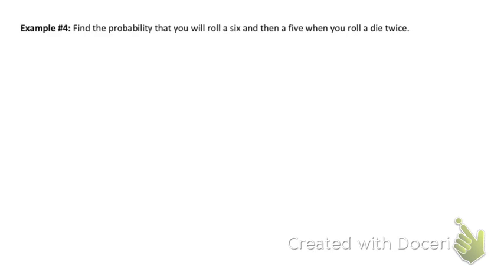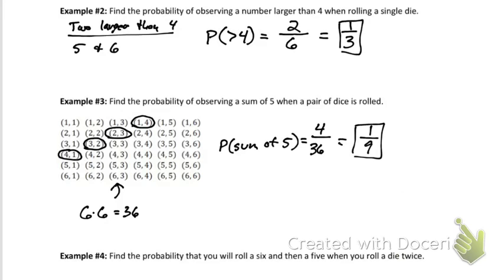Number 4. Find the probability that you will roll a 6 and then a 5 when you roll a die twice. So we're going to do the probability of where I roll a 6 and then I roll a 5. We're going to find a different way to do this. But let's just look on here.